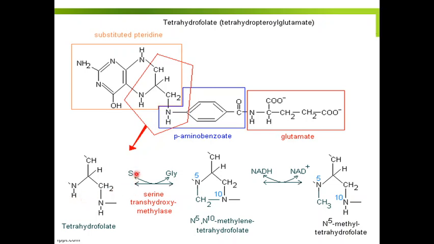Then it utilizes serine and is converted into N5,10 methylene tetrahydrofolate. Then NADH is utilized, and in this way N5-methyl tetrahydrofolate is produced. So N5,10 methylene tetrahydrofolate forms N5-methyl tetrahydrofolate. The story is: folic acid, tetrahydrofolate, N5,10 methylene tetrahydrofolate and N5 methyl tetrahydrofolate.